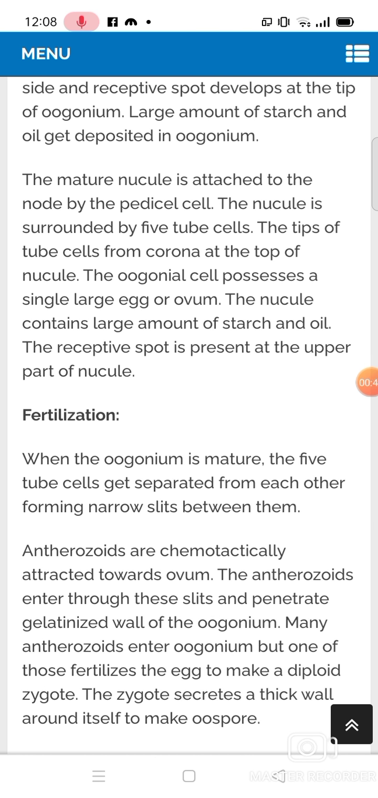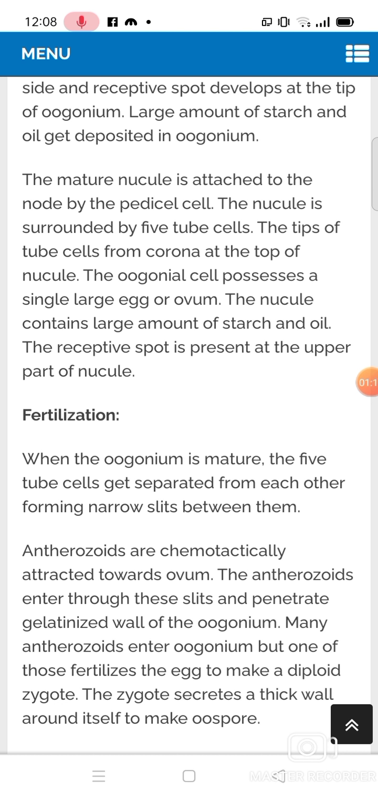After the development of the male and female sex organs, the male and female sex cells in Chara fuse together and fertilize for the formation of the zygote. So when the oogonium is mature, the 5 tube cells get separated from each other, forming narrow slits between them. The antherozoids are chemotactically attracted towards the ovum.